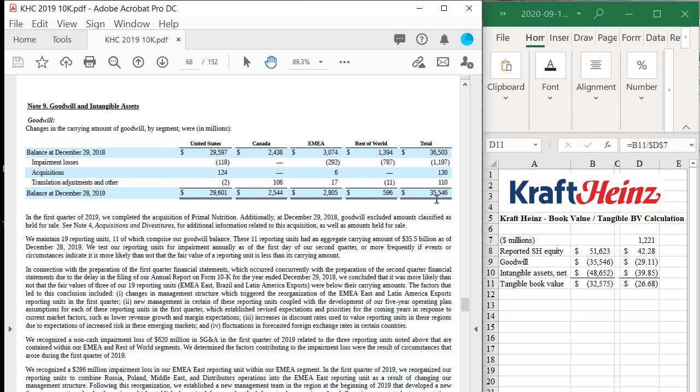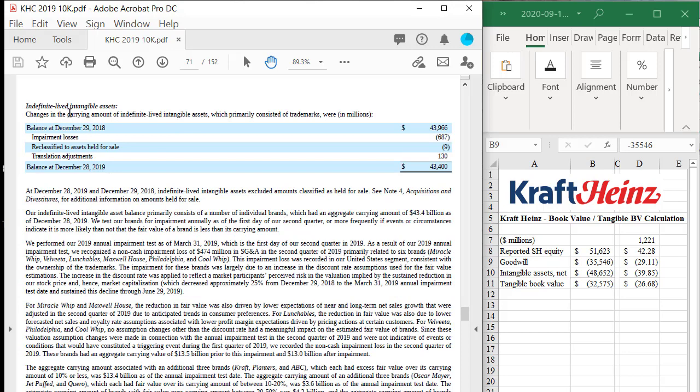that 35,546 balance at the end of the year, which is right here. We go to page 71. These are intangible assets, typically classified into two very broad categories: indefinite lived intangible assets, in this case, trademarks, things like that, which when Heinz purchased Kraft, the company said these trademarks of our brands are valued at X, and we're going to put them on the books for that much. So that's how they allocated that.